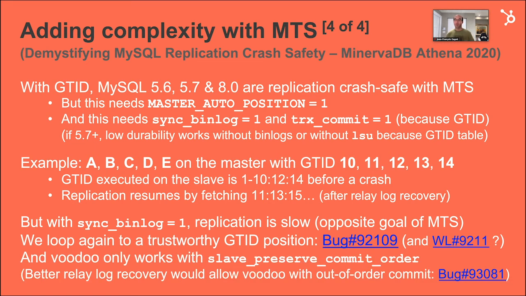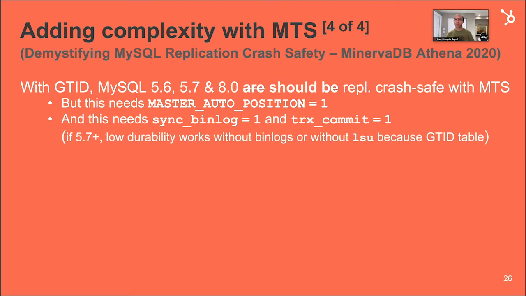And remember that the voodoo trick that I gave you before only works with in-order commit. So if you have slave preserve commit order on with logical parallel replication, you can use the voodoo trick. And if not, you can't, and you have a problem. So we need better relay log recovery here.